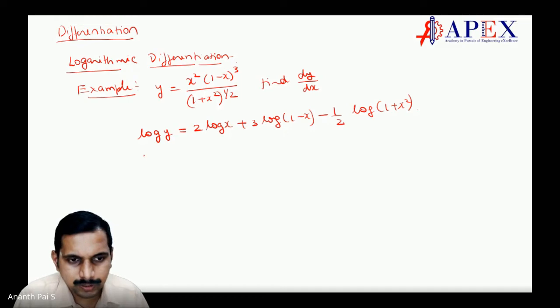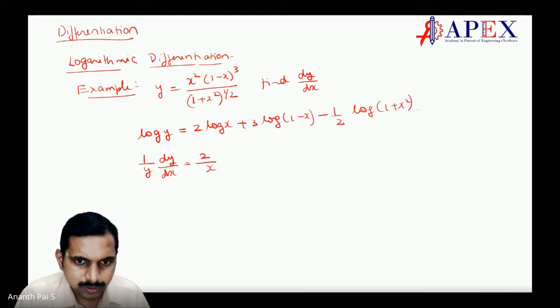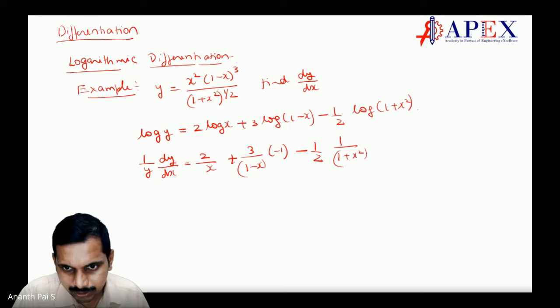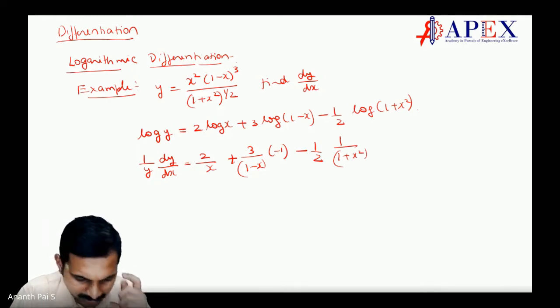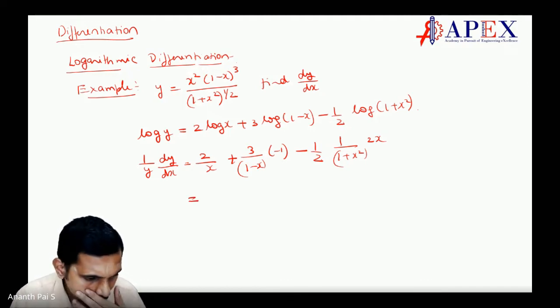What is log y? 1 by y dy by dx is equal to 2 by x, then minus 3 by 1 minus x, and minus x again differentiation, minus half into 1 by (1 plus x square), then 2x, chain rule. So 2 times x, is it not? So 2x. So you get this. So this question is very easy, how to do differentiation.